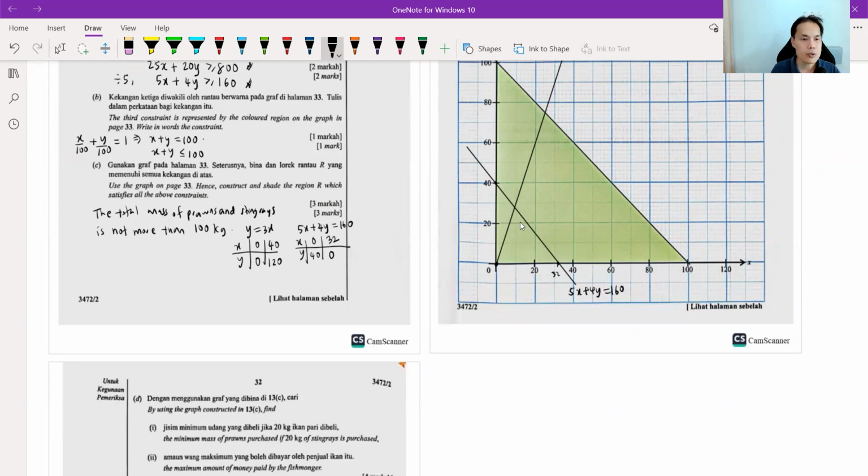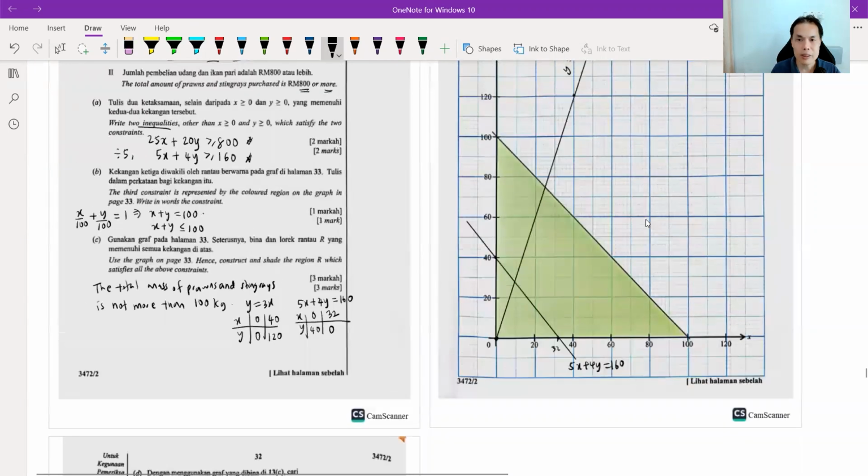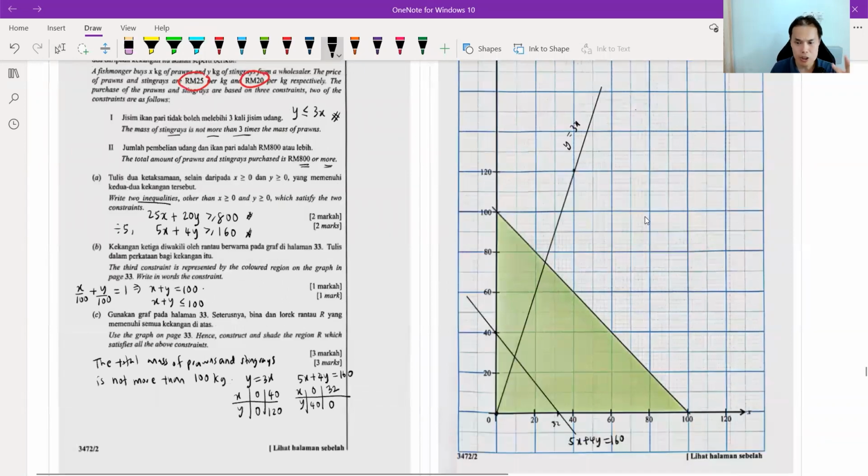So we are supposed to construct and shade the region. Now remember the three conditions. Number one is x plus y less than or equal to 100. This is already drawn for you. Second one, your y must be less than or equal to 3x. That means it must be below this line.